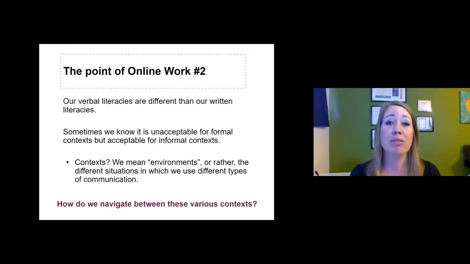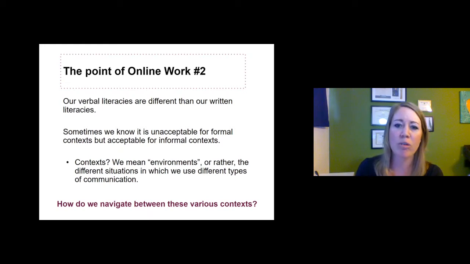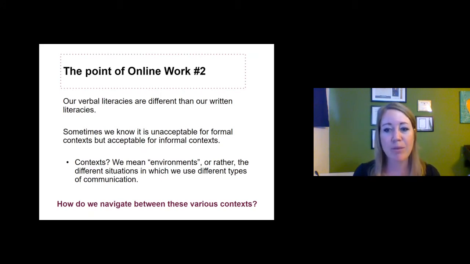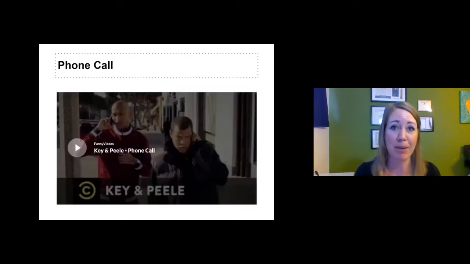In higher ed, when we use the word context, we basically mean environment, okay? There are some environments where we talk this way and some environments where we talk this way. You'll hear the word context probably used in lots of classes, but you can substitute a synonym for that word, which would be environment. So the question becomes, how do we navigate between our different contexts, between our different linguistic contexts, our different language environments? How are we shifting how we speak so we can blend in when we need to blend in at the right time and right place?